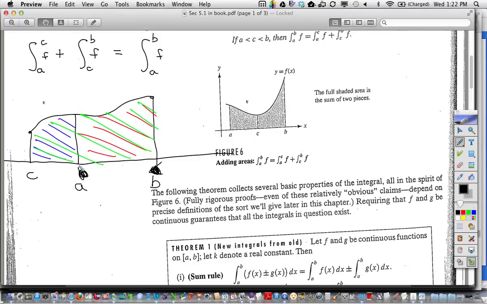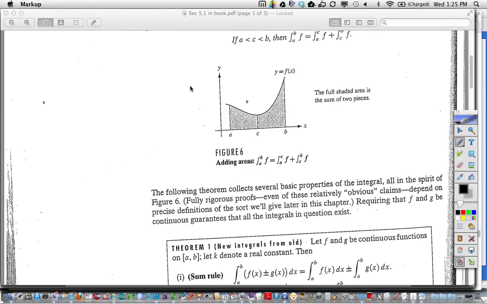So it still works. Even if C is not in between the A and the B, this little equation still works. The area from A to C plus the area from C to B is still going to be the whole area from A to B, even if the C is not in between them, like it is here. Okay, now, what kind of problem will you have where that will be important?